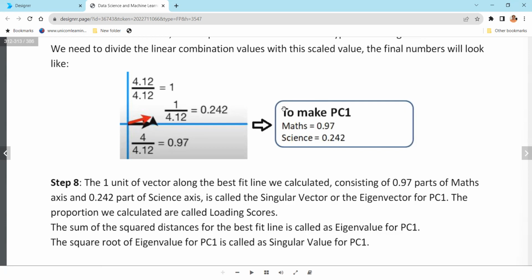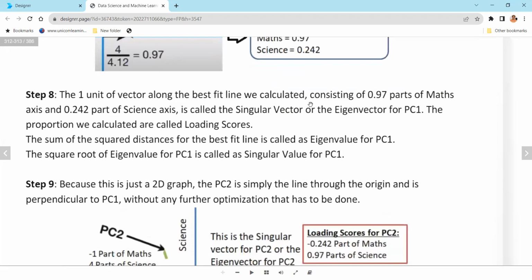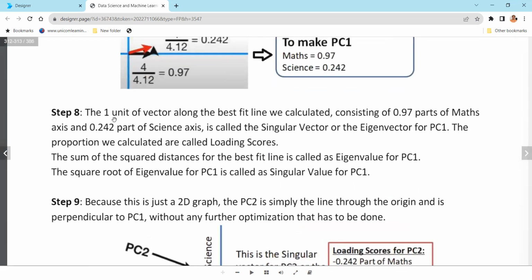Obviously, the one that will have higher will have a higher PC value, right? In our case also, if you say 2 by 3, maths will have higher value. So what it says is, 1 unit of vector along the best fit line we calculated, because best fit line will give you the denominator, consisting of 0.97 parts of maths and 0.242 part of science axis. Now you see, if you add them together, you will get 1, because denominator is same, root 4.2, denominator is same. So this is called SVD or eigenvector for PC1. Eigenvector.